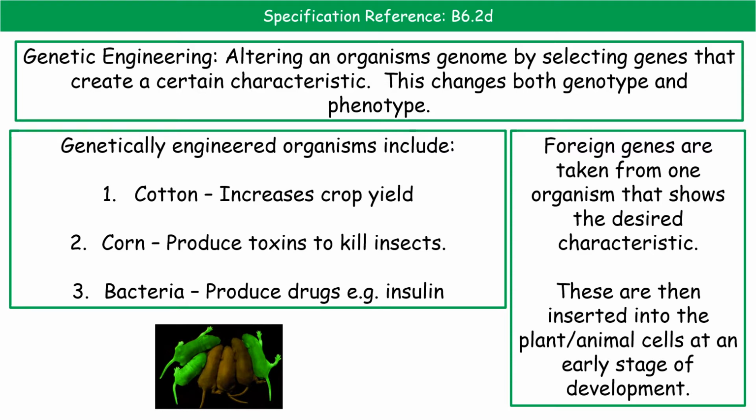The very basic overview of what we're doing here then is we take foreign genes from an organism that show the characteristic we want, and then we insert those into plant or animal cells at that early stage of development. They will then demonstrate that characteristic.